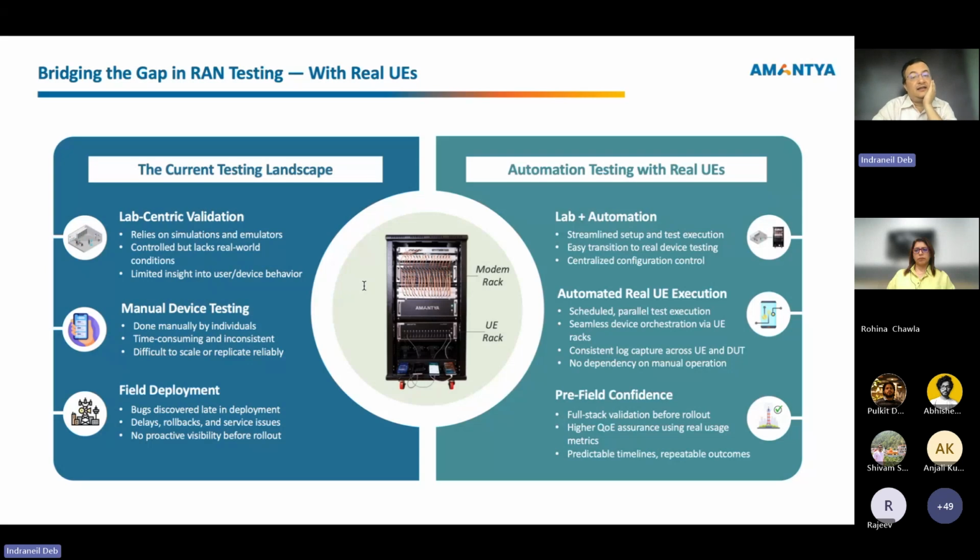The current or traditional setup that you would typically use these days is the setup in the lab with simulators and/or emulators, encompassing the RAN node, which is also the DUT, in a typical wraparound configuration. These simulators or emulators would typically be device simulators on the one side of the RAN and network simulators on the other side. The process of testing will be either manual or somewhat automated.